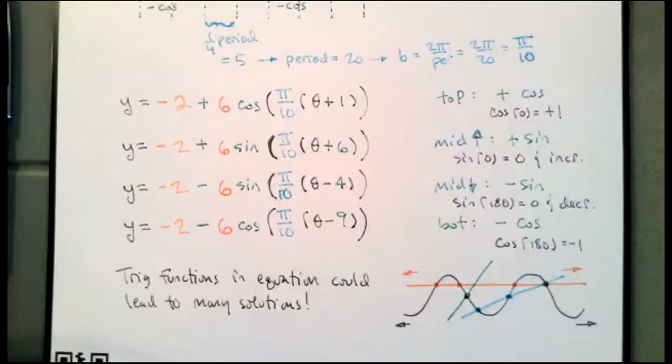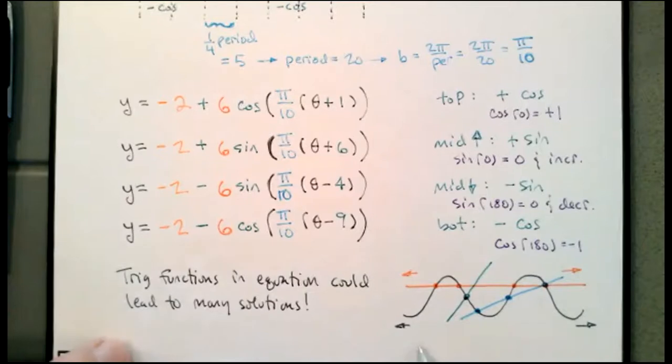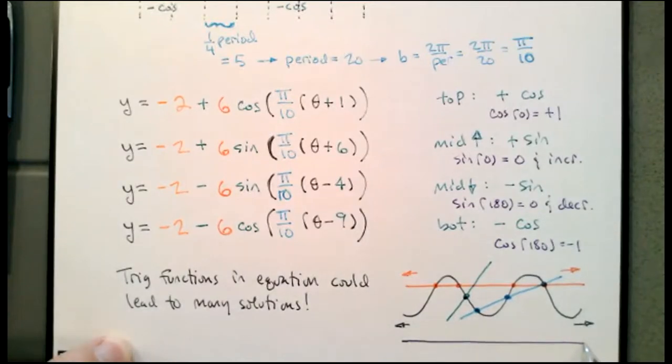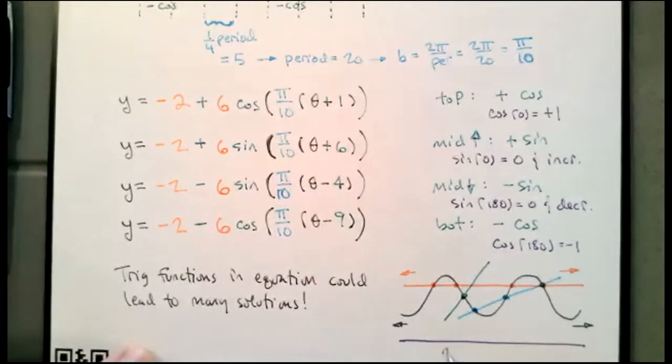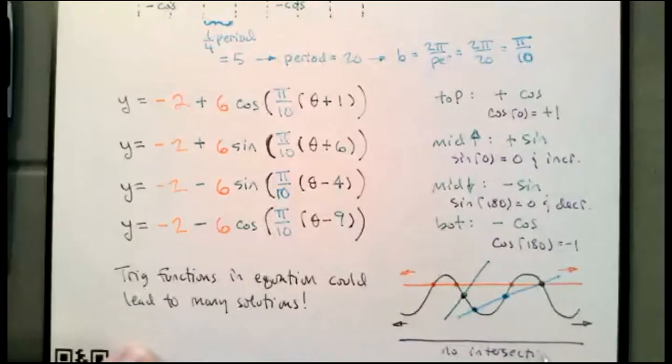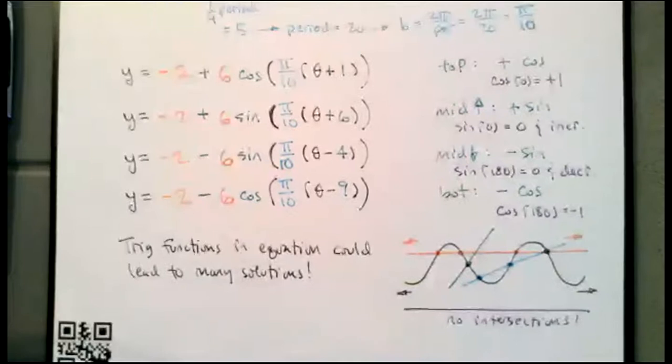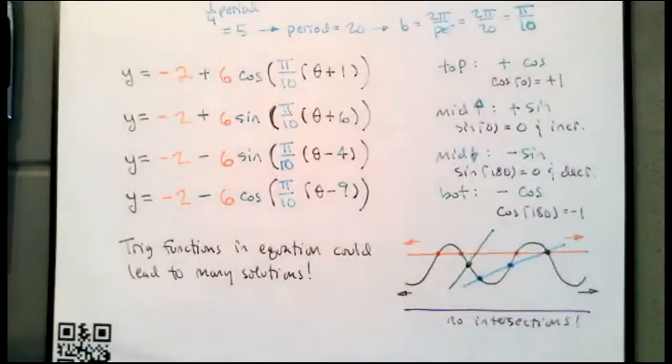Or the opposite of that. If I try to intersect this trig function with a line way down here, since the sinusoidal graph has a top, a middle, and a bottom, if I draw a horizontal line below the bottom, there's going to be no intersections. So the corresponding equation will have no solutions. Any questions?